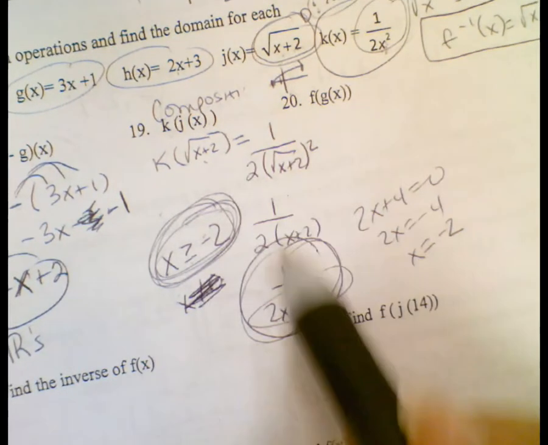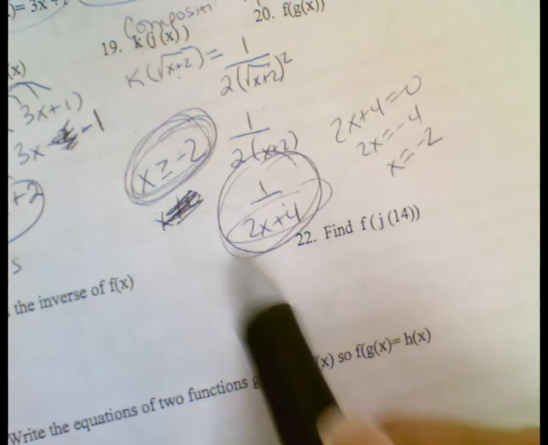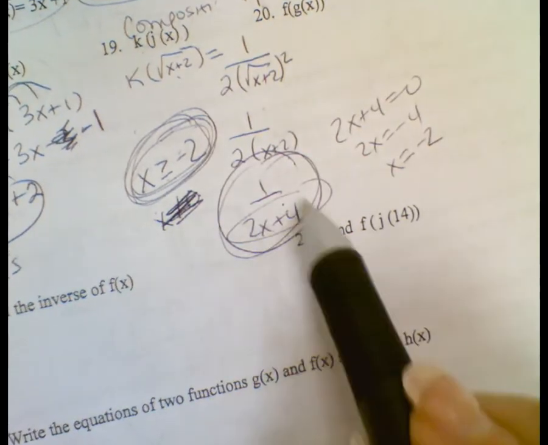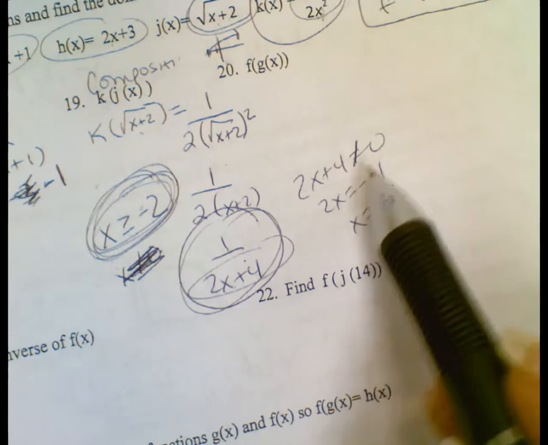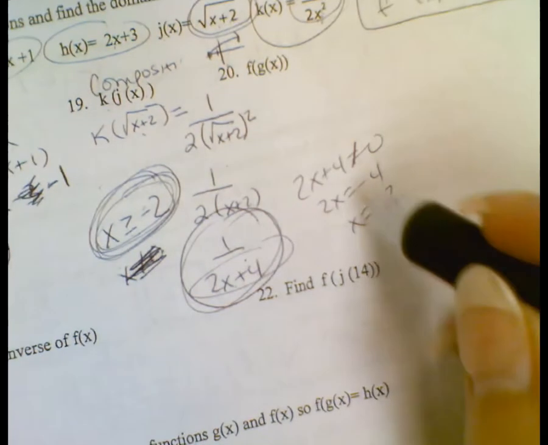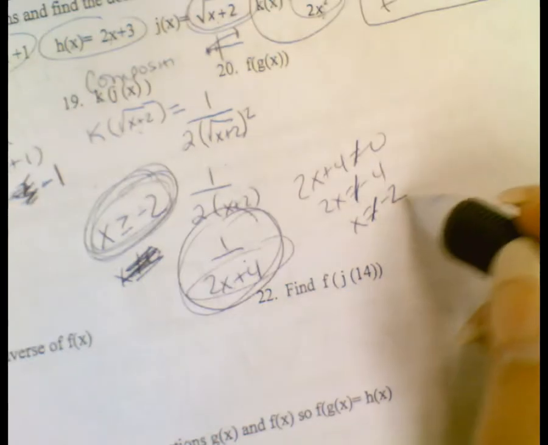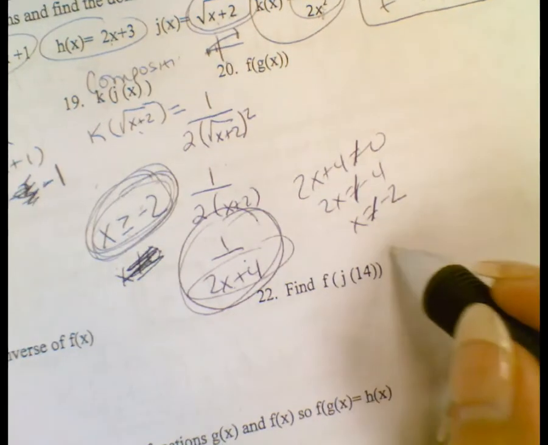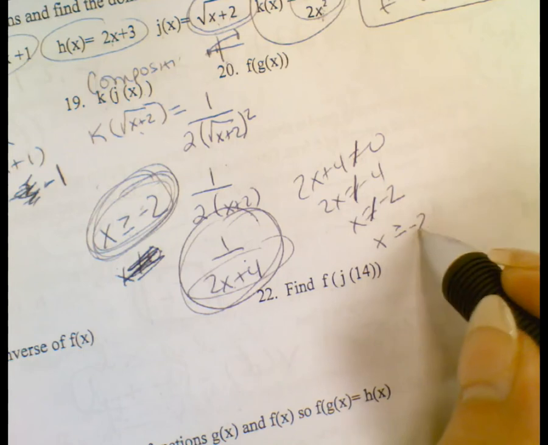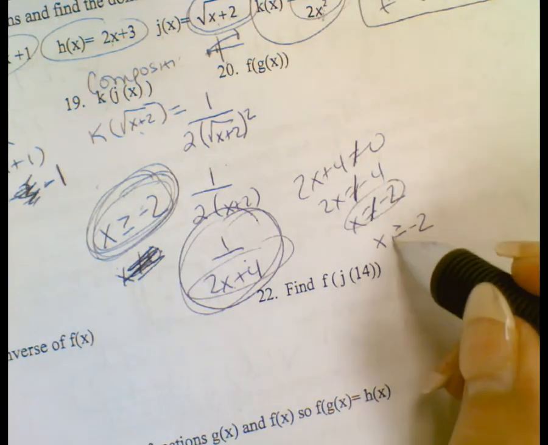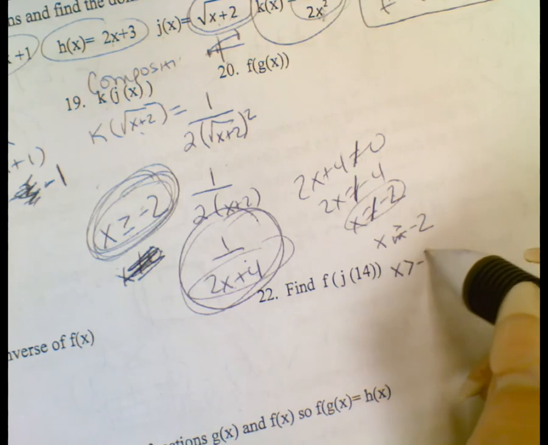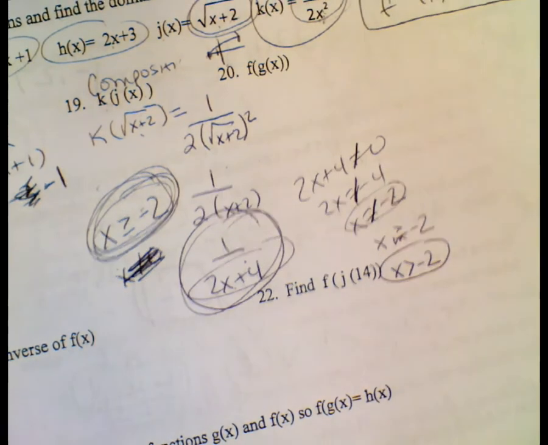But when you get to your final answer, you have this. Take your denominator, because this denominator is not allowed to be 0, and set it equal to 0. In other words, it cannot equal 0. Solve for x, and x cannot equal negative 2. So your original domain was x is greater than or equal to negative 2. But this one's saying x cannot equal negative 2. So take the equal part off, and your domain is x is greater than negative 2. Let's see what that looks like on our graph.